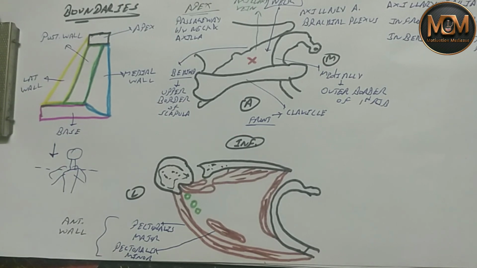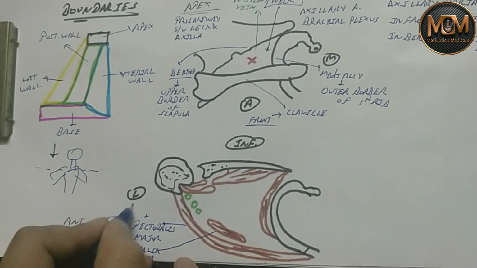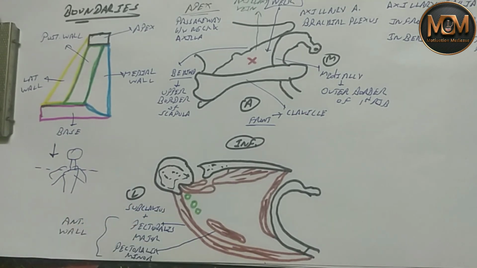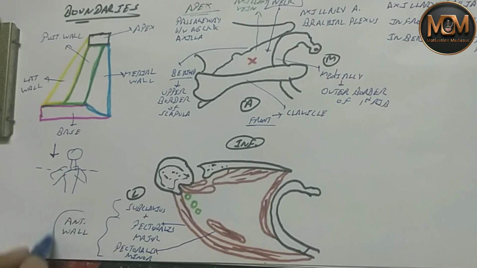Plus one more muscle is present, and the name of that muscle is subclavius. So this is going to form the anterior wall.